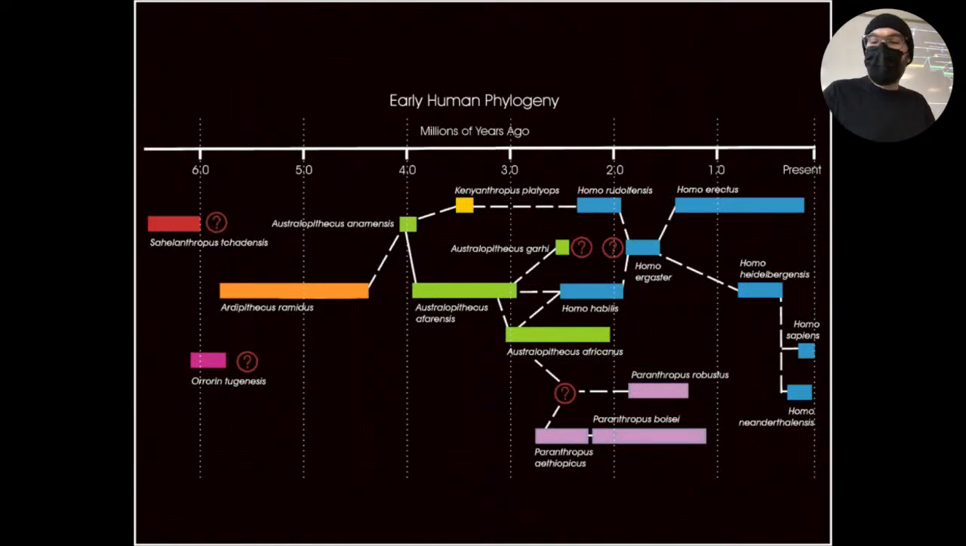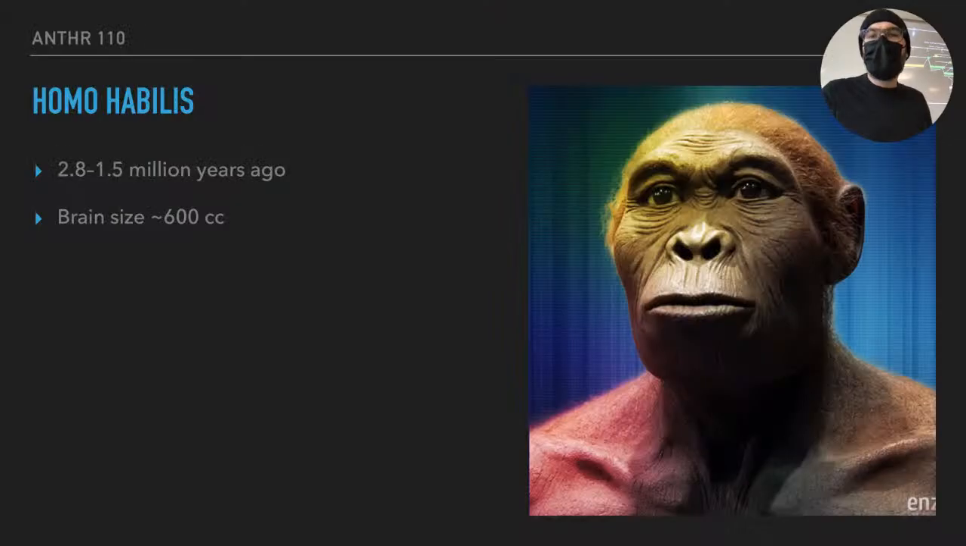Yeah, and that brought us to the genus Homo, right? Okay, taking a break. Our genus, right? Our genus is Homo. This is the first of our particular family, right? Homo habilis. Again, we see that there's an increase in brain size, right? Which is somewhat correlated with intelligence. It's kind of all we have at this point to kind of measure that.